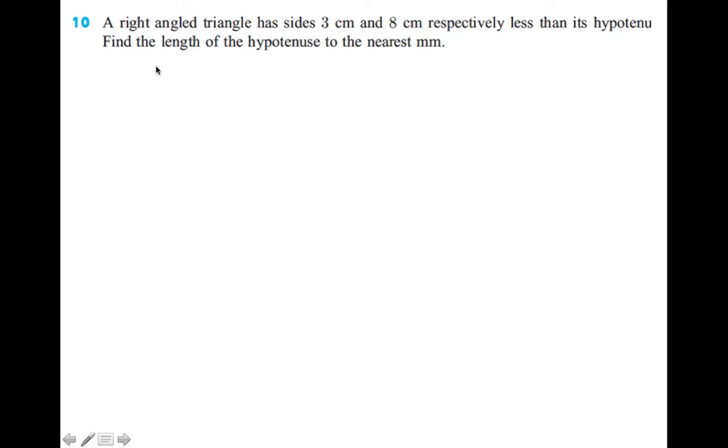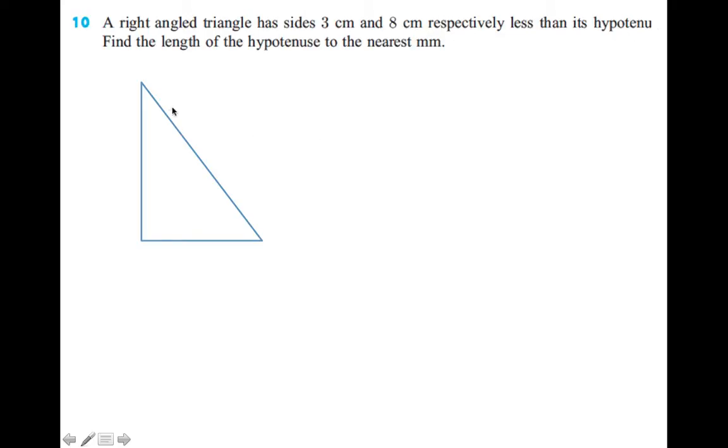Question 10. A right-angled triangle. Okay, there's a right-angled triangle. Anytime you're reading word problems, it helps to draw a diagram for sure. So right-angled triangle is just a right triangle. It has sides 3 centimeters and 8 centimeters, respectively, less than its hypotenuse.